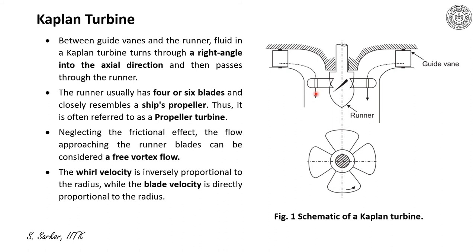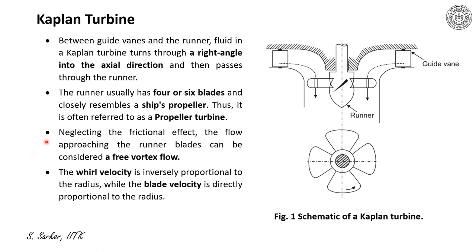Now between the guide vane and the impeller, the fluid in a Kaplan turbine turns through a right angle into the axial direction and then passes through the runner. Thus, the fluid enters the impeller axially and leaves axially. Furthermore, please note that the runner usually has 4 to 6 blades and closely resembles a ship's propeller. Thus, it is often referred to as a propeller turbine.